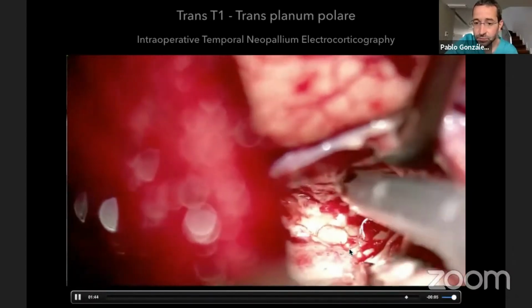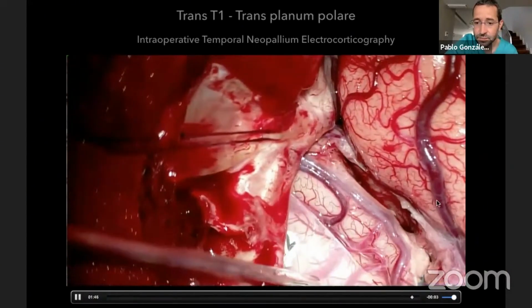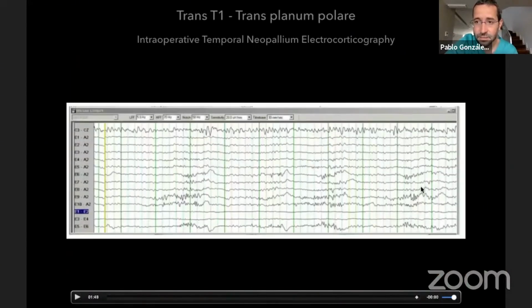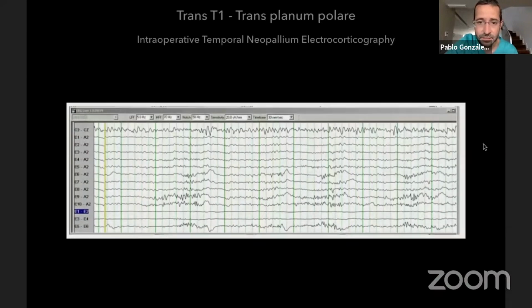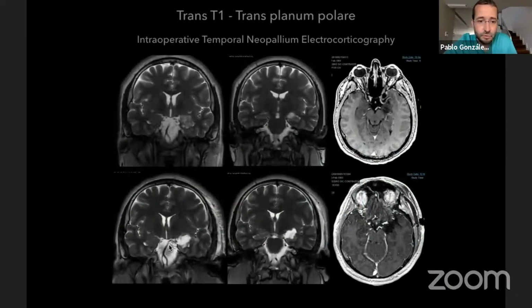And after this maneuver, it was very nice because we could find that the spikes completely disappeared after removing the net. So this is the post-op MRI in which I can see that I'm very happy, quite happy with the resection of this completely benign tumor. The patient is seizure-free only 1 week after.